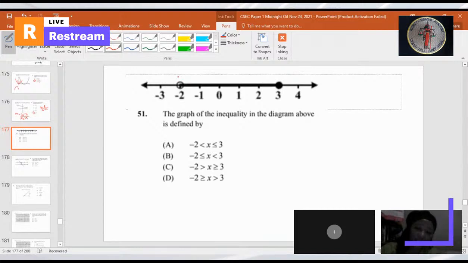All right. So this circle is not shaded. That's how we know it's just greater than, and it's heading to the right. That's why we say greater than. And this one is shaded, and then it's below that. This is less than or equal to here, and this is just greater than here. So it would be A, right? Yes, miss.